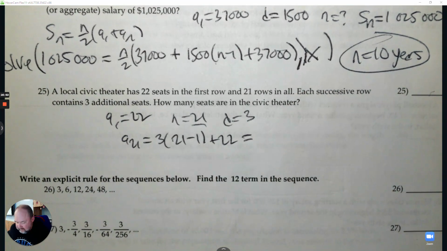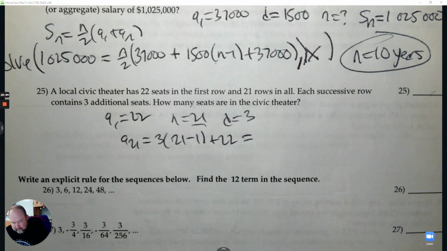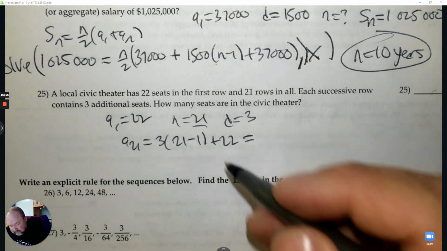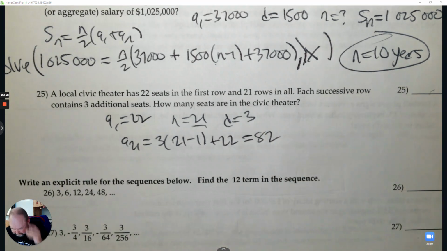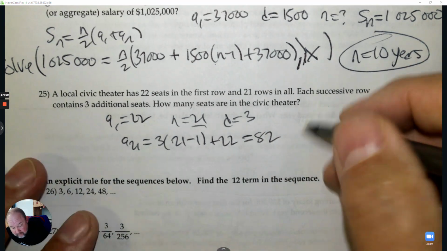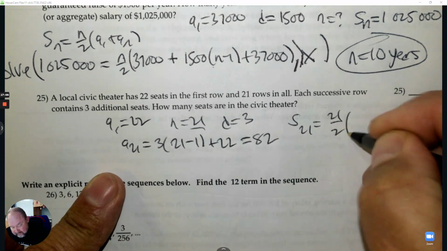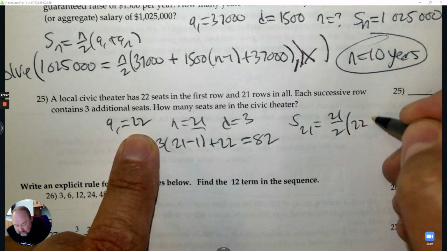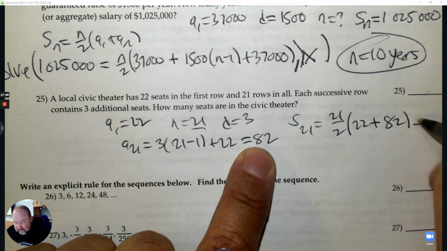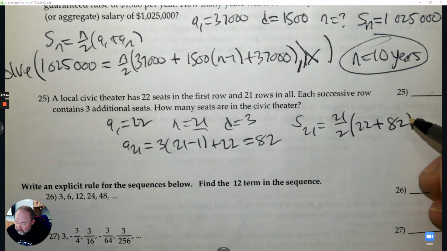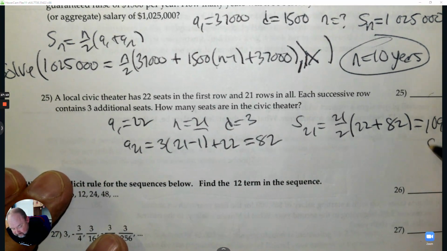Oh, let me calculate that. What is that, 60 plus 22? Is that 82? So we add them up. So it's going to be 21 divided by 2, and then 22 in the first row and 82 in the last. And you should get the answer 1,092 seats.